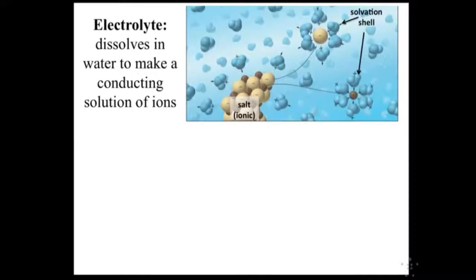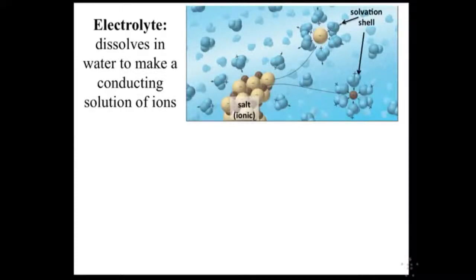Okay, so we've been talking about the dissociation of acids and bases in solution. And we're going to talk about the dissociation of ionic compounds as well. So I just want to take a moment to review what we mean when we say something dissociates in solution. The name for any kind of compound that breaks apart in water is an electrolyte. So an electrolyte is something that dissolves in water to make a conducting solution of ions.